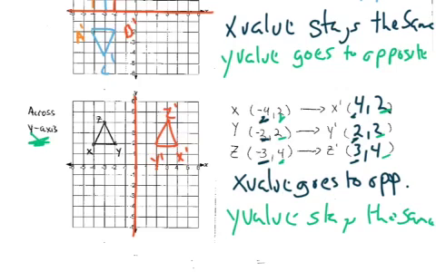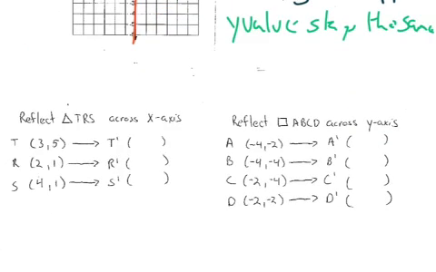And again, you can see that. Notice how the y value from Z to Z prime, they both have a y value of 4. X and Y both have a y value of 2. They stay. The difference is their x values go to their opposite. So now, let's see if you can do the following problems without seeing a picture. So I'll do the first one for you.